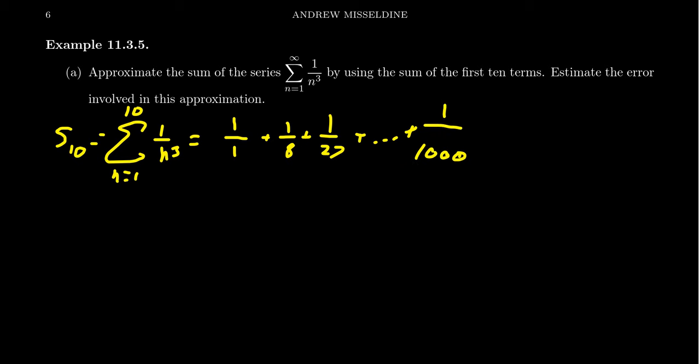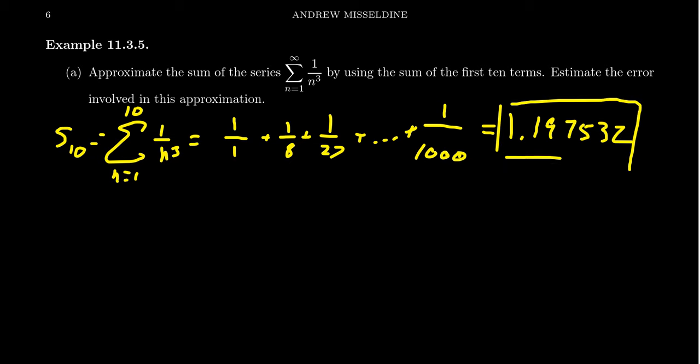Even a four function calculator can handle this. You're going to end up with this wonderfully big fraction, but we'll just do a decimal expansion. This becomes 1.197532. So this gives us an approximation of this right here, this series, which I should mention is convergent by the p-test. This is a p-series where the p-value is 3, so it's convergent. The p-test, admittedly, is just a special case of the integral test.